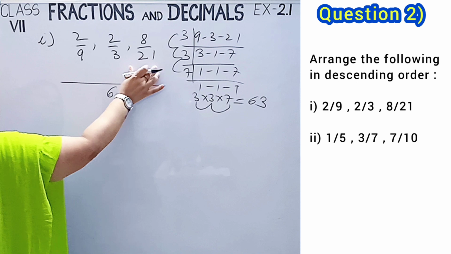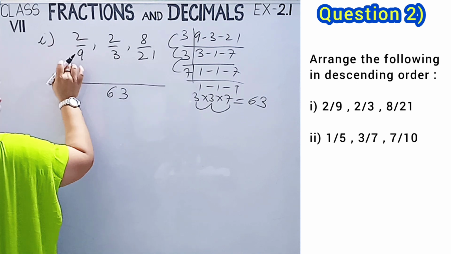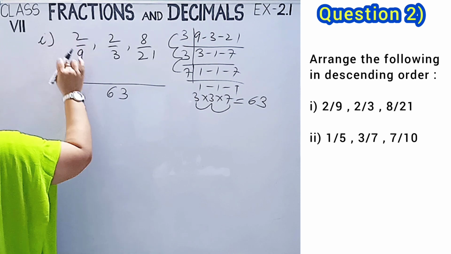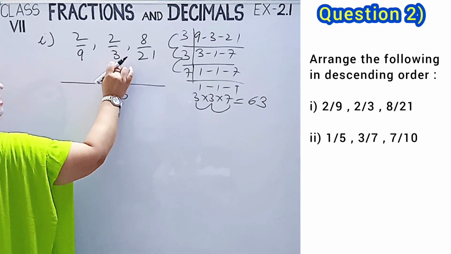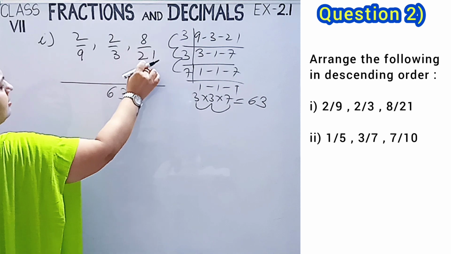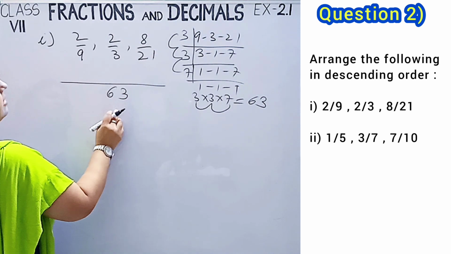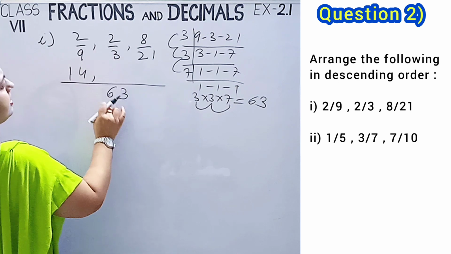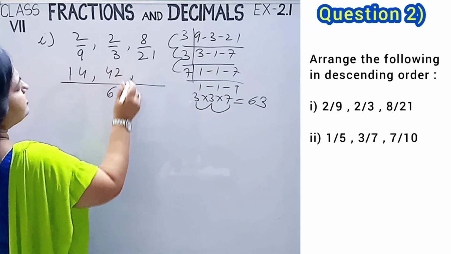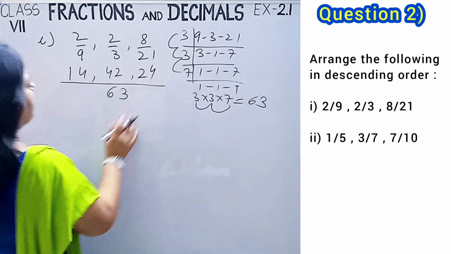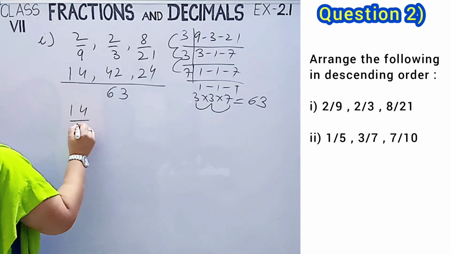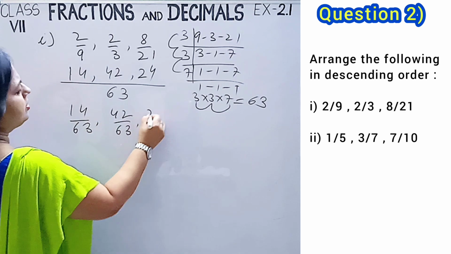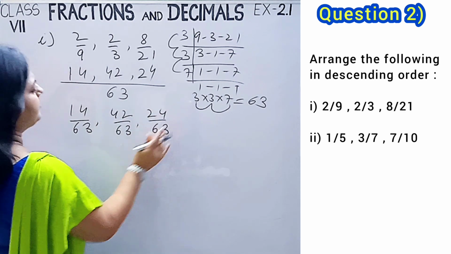So we already know how to solve this part. Divide 63 by 9. After that multiply with 2. Same way we will divide 63 by 3, then multiply with 2. 21 divides 63 and then multiply with 8. So here 14, after doing this we get 42 and last one is 24. So 14 upon 63, 42 upon 63 and 24 upon 63.